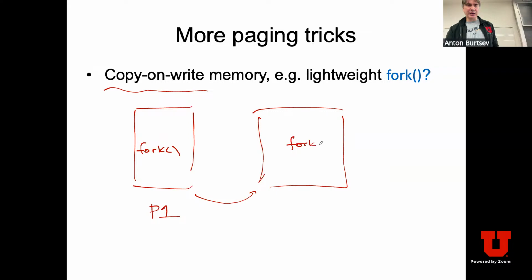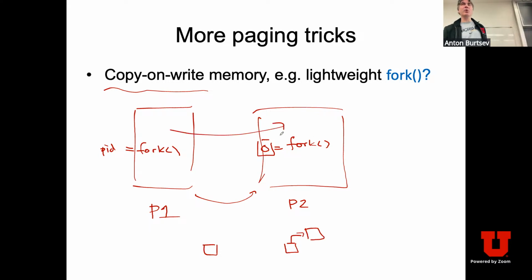Essentially, inside the child, the fork returns what number? 0, right? And inside the parent, it returns the PID of this new process, like P2. And you say, look, but do I really have to create a page table for this new process and allocate memory and copy everything over? Modern operating systems don't do this.